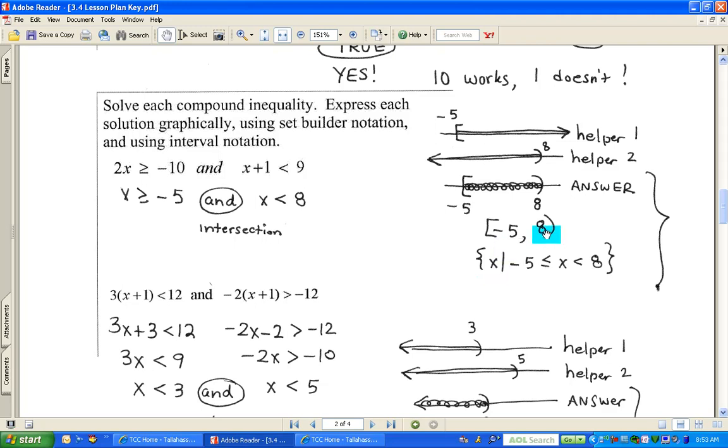Now, the way you write this answer, this is a sandwich. I put the -5 on the left, I put the 8 on the right, and I put the x in the middle.